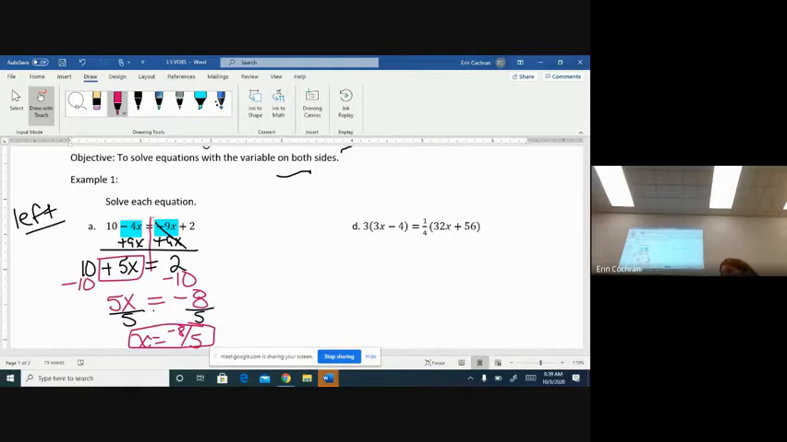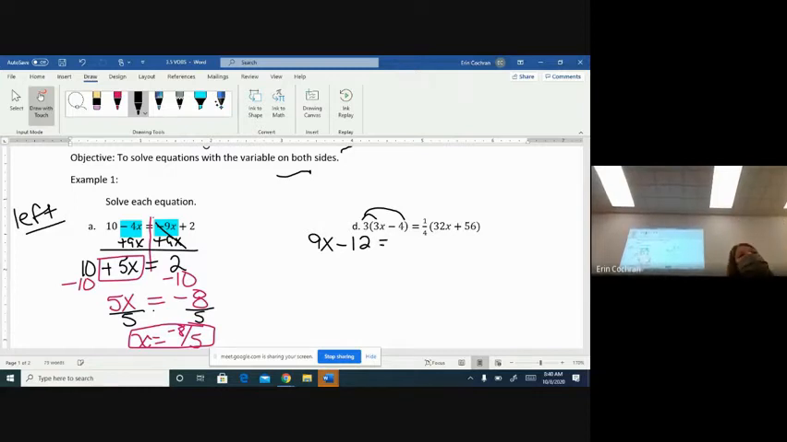All right, D. What are we going to do first here? Distribute. Perfect. Yep. So we're going to distribute. The first one's easy to distribute. What's 3 times 3? 9x. And what's 3 times negative 4?